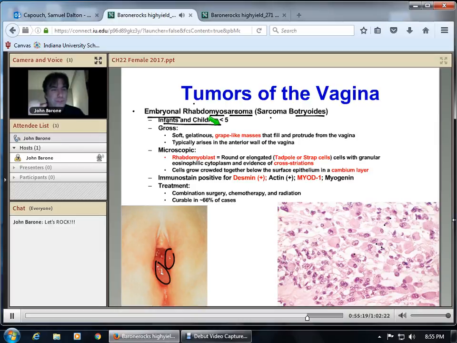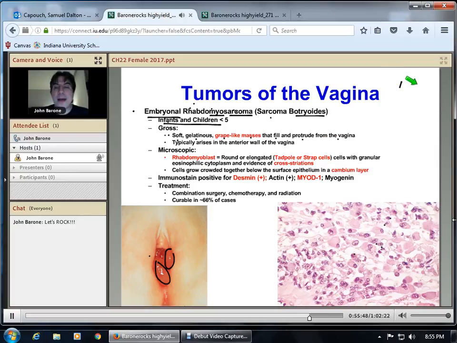A 2-year-old with grapes coming out of the vagina, think immediately embryonal rhabdomyosarcoma. It's probably coming from the muscle of the vagina. Now it can also come in the bladder too, and I also see this tumor in the head and neck sometimes. So in embryonal rhabdomyosarcoma: head and neck, bladder, and vagina. But they really like the vagina because it's going to present as soft, gelatinous, grape-like masses that fill up and protrude out of the vaginal orifice.